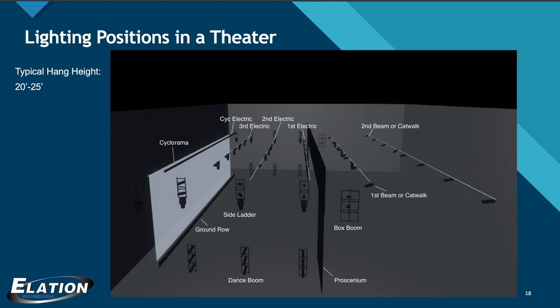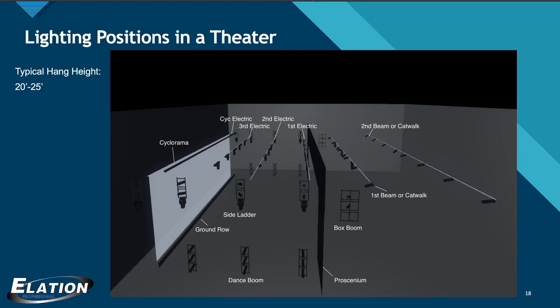Now, going to the stage side of the proscenium, when we have a lighting position, we refer to those as electrics because we have electricity run to them. So very similarly to numbering in the house, numbering over stage starts closest to the proscenium and increases as we move further away. So the closest electric to the proscenium is the first electric, followed by the second and third.